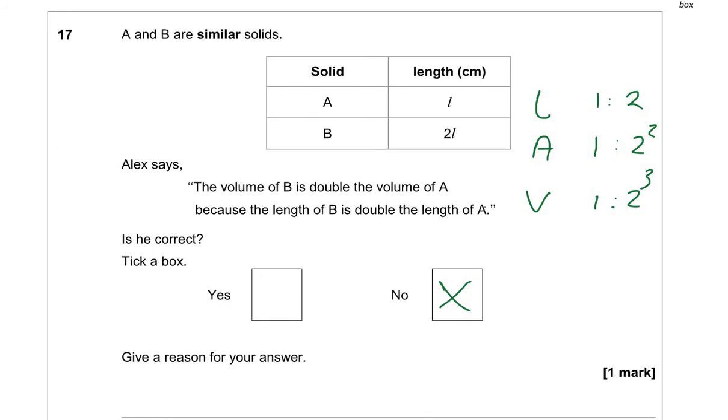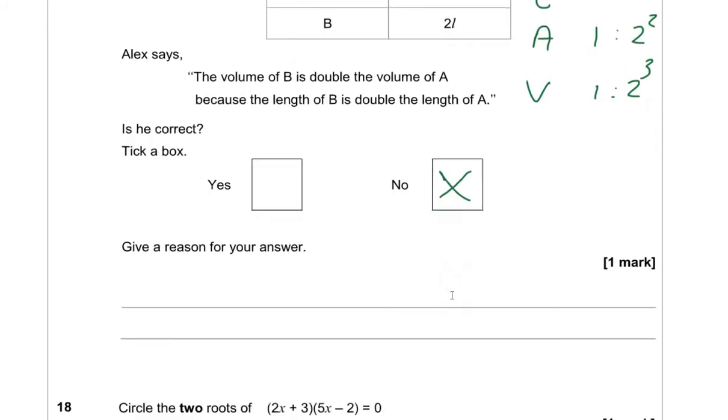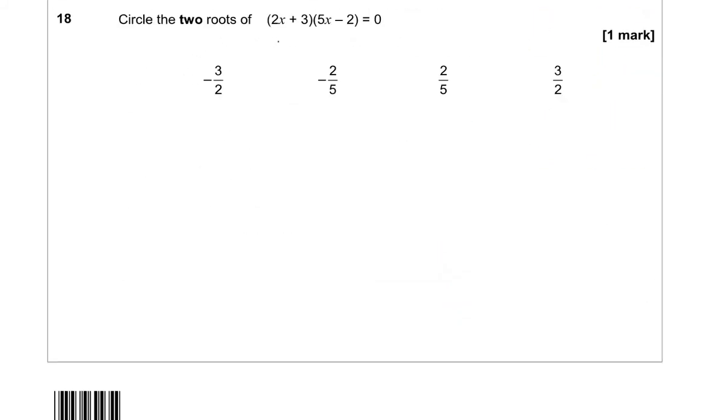So actually, the volume of B is going to be 8 times the volume of A, and that is our reason. Question 18. Circle the 2 roots of (2x + 3)(5x - 2) = 0. Now we need to actually remember what this equation means. Well, it means that either 2x + 3 is 0, or 5x - 2 is 0. So if we want this whole thing to be 0, either one of them has to be, or they both have to be. So now we can solve these.